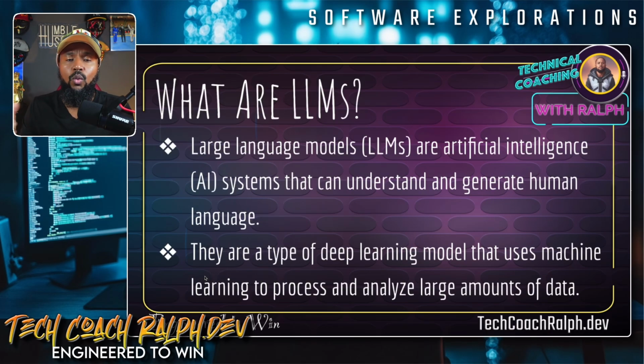So what are large language models? Large language models, LLMs, are artificial intelligence, AI, systems that can understand and generate human language. They are a type of deep learning model that uses machine learning to process and analyze large amounts of data. All right, so very high level, that's what large language models are. I believe we have a video that goes deeper into it. If we do, I will link that so that you can go and review that as well, all right?